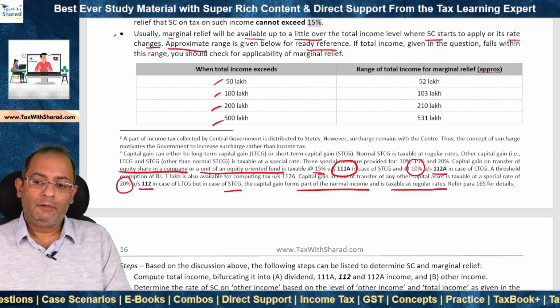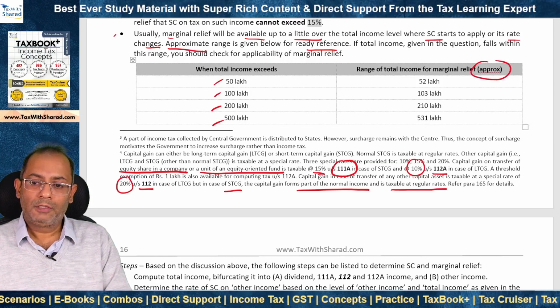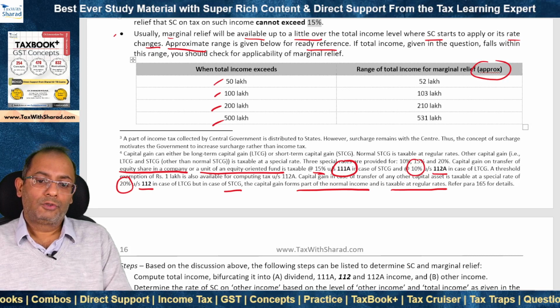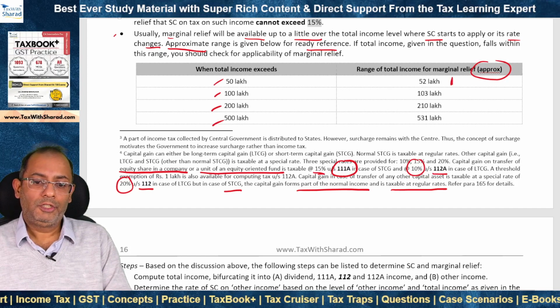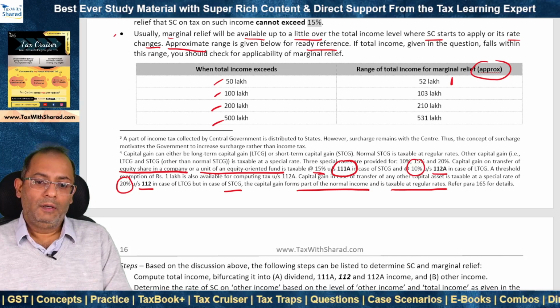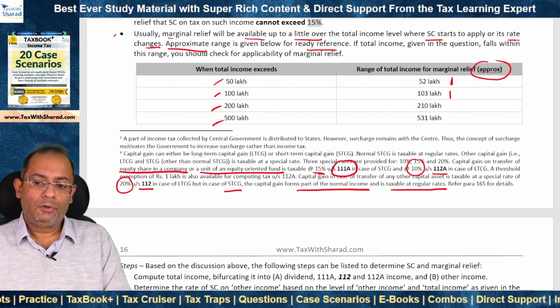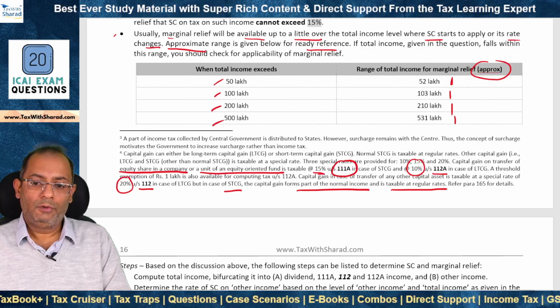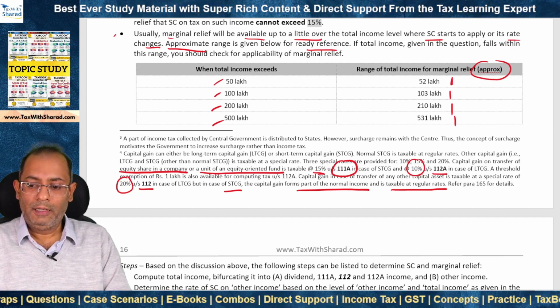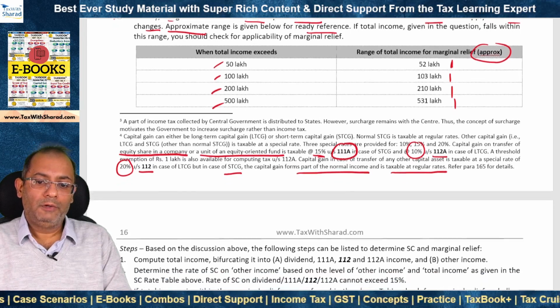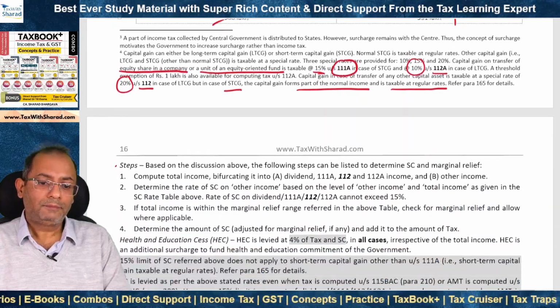So the range of total income for marginal relief, and mind you, this is approximate, right? So between 50 to 52 lakh, if the total income in the question is in this range, then you need to check; 1 crore to 1.03 crore, 2 crore to 2.1 crore, and 5 crore to 5.31 crore is the range where you should actually attempt to check applicability of marginal relief and compute it accordingly.